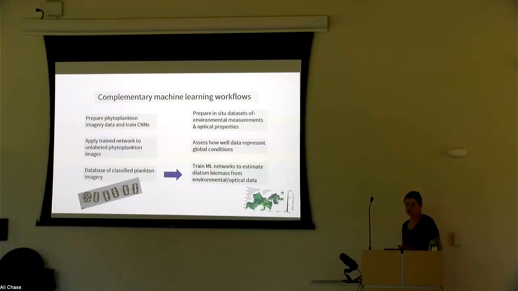So recently I've been using machine learning in two different ways. One is to train convolutional neural networks and apply them to lots and lots of IFCB data. The other is to then use those classified images, in particular diatoms, and use machine learning to estimate or predict the presence of diatoms using input data such as environmental and optical ocean color information.